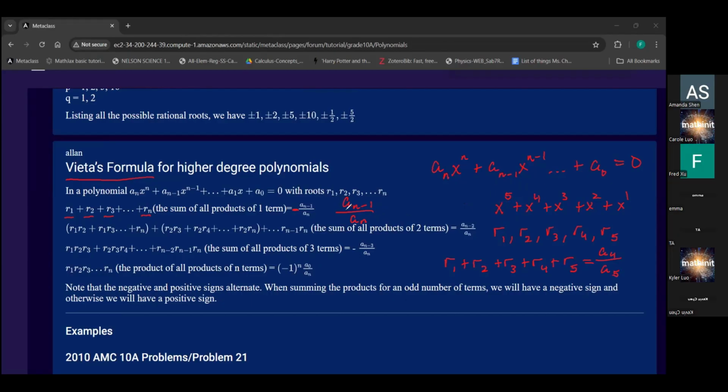And then the numerator is the term right before, or sorry, right after. So the next term is x to the 4, right? 5 minus 1 is 4, so it'd be the coefficient of this one. So in this case, the sum of all of these, A of 4 is just 1, right? The coefficients of these two are just 1, so it'd just be 1 over 1, which is equal to 1.